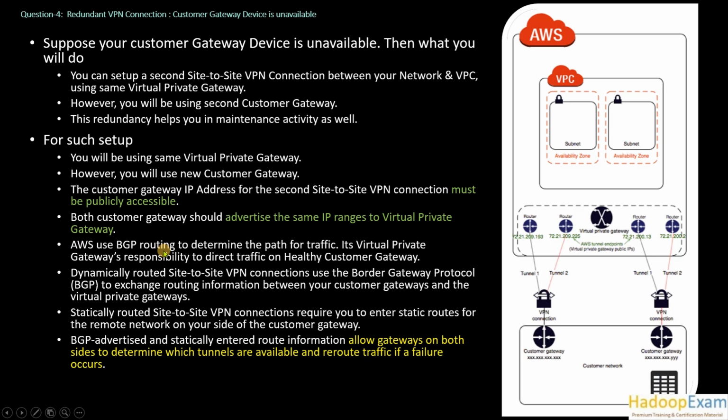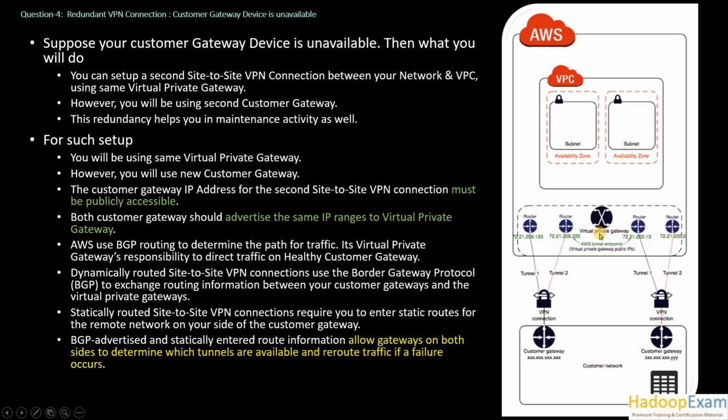AWS uses BGP routing to determine the path for the traffic. So this AWS virtual private gateway will use the BGP protocol, Border Gateway Protocol, which we discussed, to dynamically find it out. The virtual private gateway is responsible for directing the traffic to the healthy customer gateway, so where to route the traffic. Whatever is healthy, this virtual private gateway of AWS should be defined.